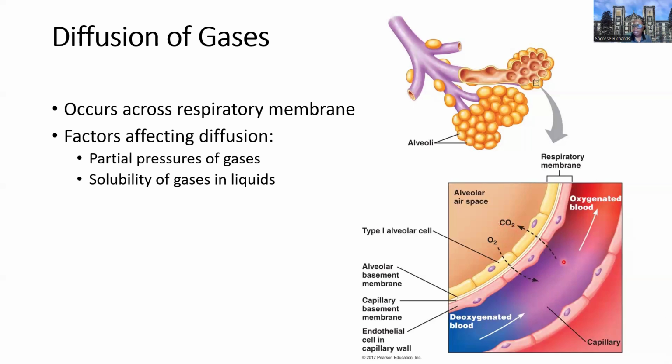And we'll see, for example, that CO2 is much more soluble. CO2 dissolves much easier than oxygen does. So more of it will move quicker than with oxygen. So we'll talk about those two factors, the partial pressure followed by the solubility, both affect the diffusion.